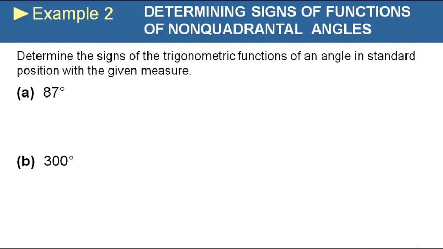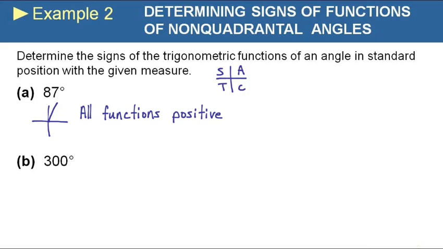Now for example 2, determine the signs of the trig functions of an angle in standard position with the given measure. So we want to determine the signs of the trig functions of an angle 87 degrees. Well, 87 degrees would be in quadrant 1. And I've drawn my little ASTC here. In quadrant 1, it says all the functions are positive. So that would be the answer to the question.